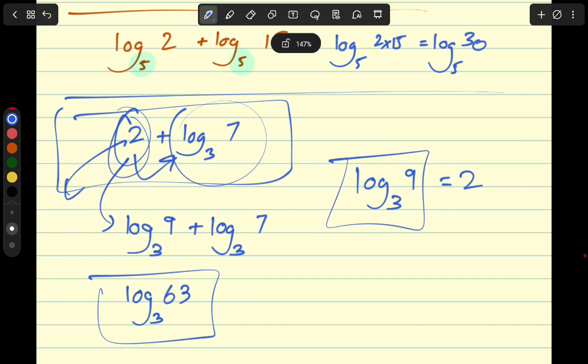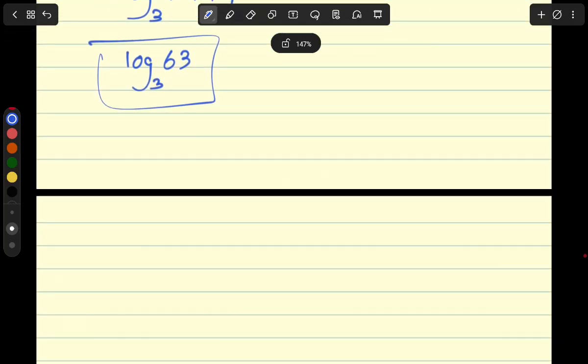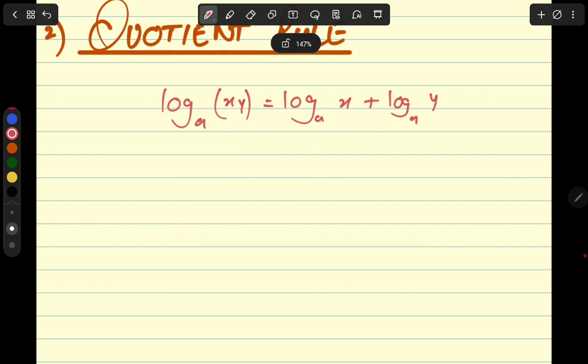Now we have proved something important. Multiplication becomes addition, not because someone invented a rule, but because exponentials already behave that way. Now let's ask the next question. If multiplication becomes addition, what should division become? Let's find out. We have just proved that log of x times y to the base a is the sum of log x to the base a and log y to the base a. Multiplication became addition. Now I want to ask you a question. If multiplication became addition, what do you think division should become?